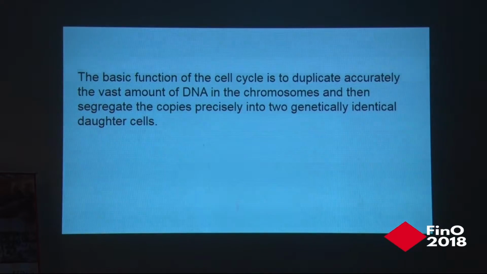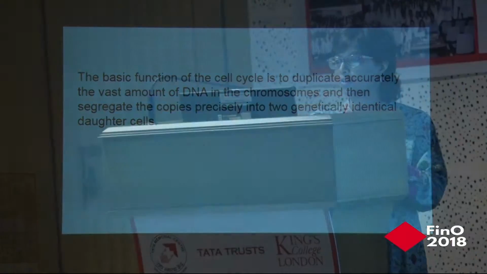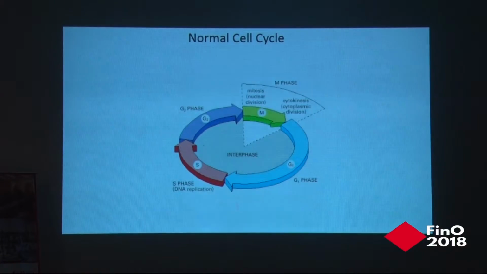So the basic function of the cell cycle is to duplicate the DNA in the chromosomes and then segregate these copies precisely into two genetically identical daughter cells. And this is how a normal cell cycle looks like.